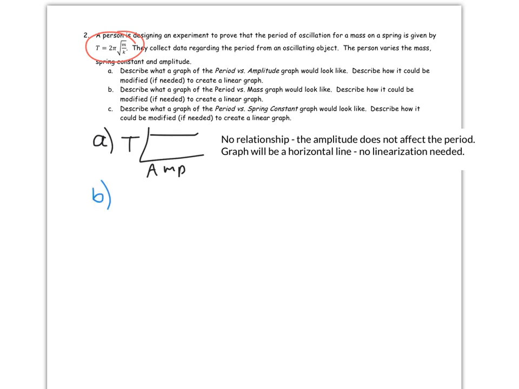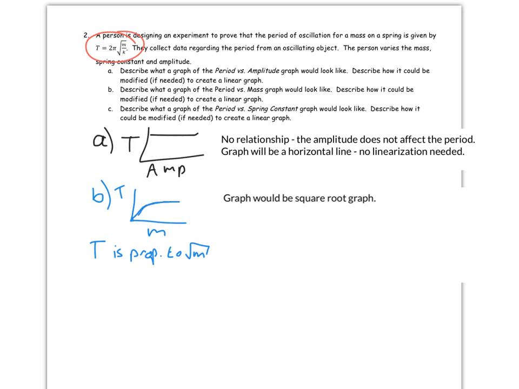For this next one, we want to know what the graph of period versus mass would look like. So we'll have period on our y-axis, mass on our x-axis. This one would not be a horizontal line. The mass absolutely does affect it. We can say period is proportional to the square root of the mass. And so this graph would look like a square root graph, something like that. What we would need to do here to linearize this is graph period versus the square root of the mass, and that would give us a linear graph.